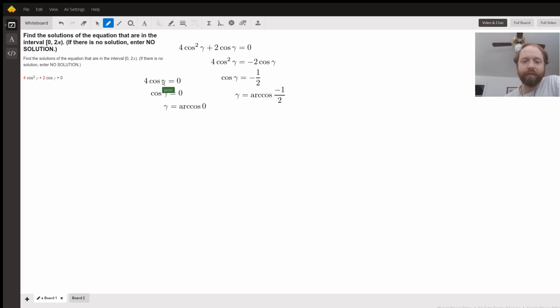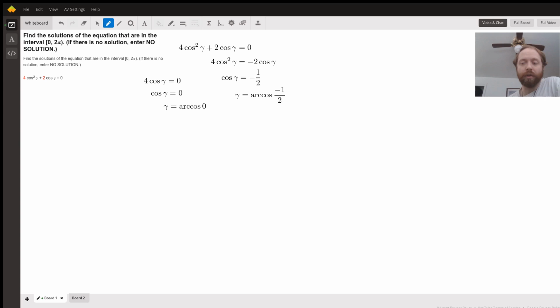Come back and we ask ourselves, if 4 cosine gamma is 0, does that satisfy the equation? That's really our question here. If it is, then we also need to include these possible solutions. So divide both sides by 4, cosine gamma equals 0. Well, that's good enough. We can go ahead and substitute that in. If cosine gamma equals 0, then cosine squared gamma equals 0 times 4, still 0. Cosine gamma equals 0 times 2, still 0. 0 plus 0 equals 0. So yes, this is a viable solution here if cosine gamma equals 0. So we want to include that. So we have cosine gamma equals negative 1/2 or cosine gamma equals 0.